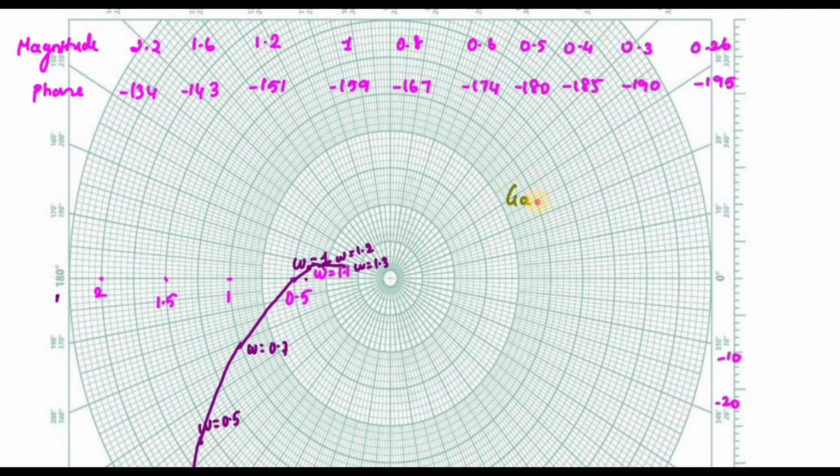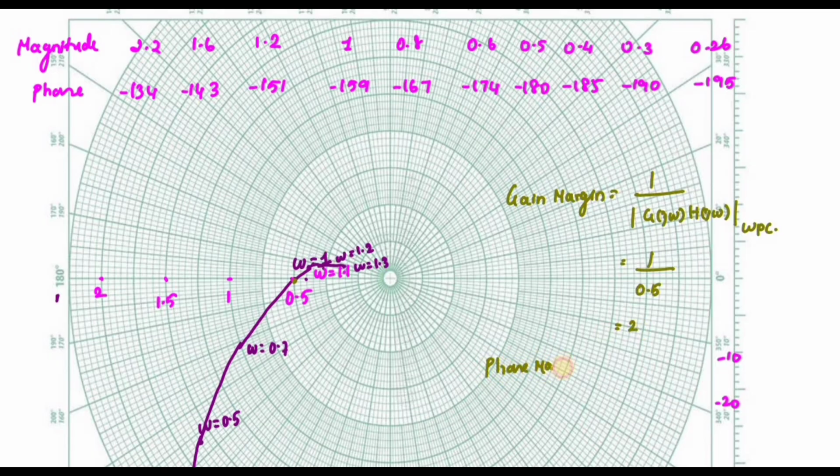So the gain margin is equal to 1 divided by the magnitude of G(j omega)H(j omega) at omega pc. So this graph will cut at the minus 180 degree, when the magnitude is 0.5. This is the magnitude value, right? So it crosses 180 degree at the magnitude 0.5. So 1 divided by 0.5 is 2.